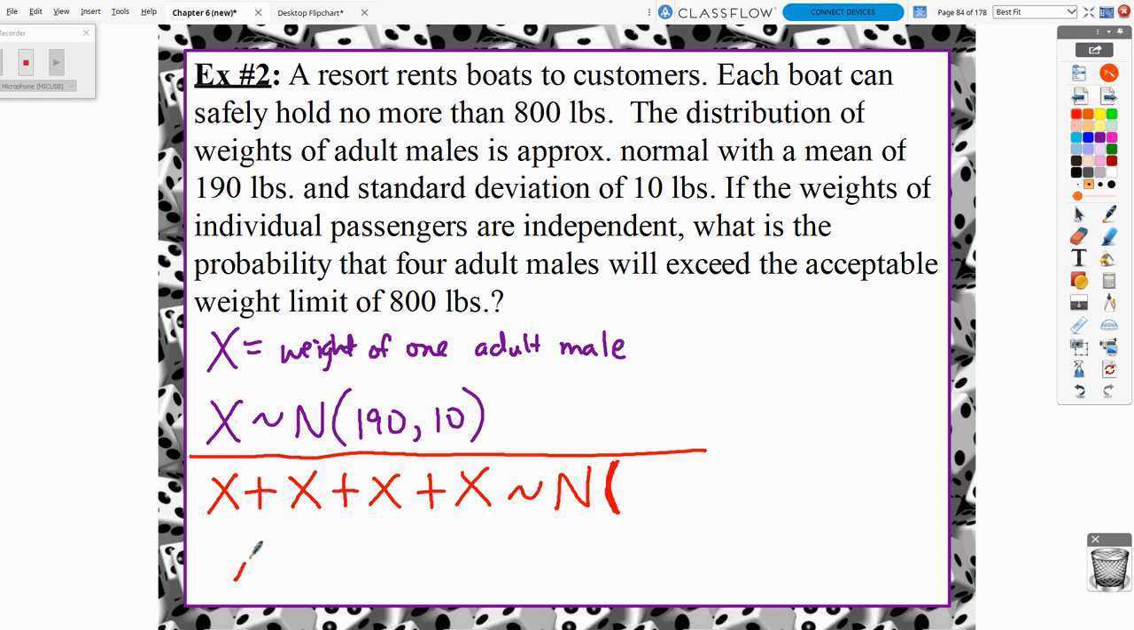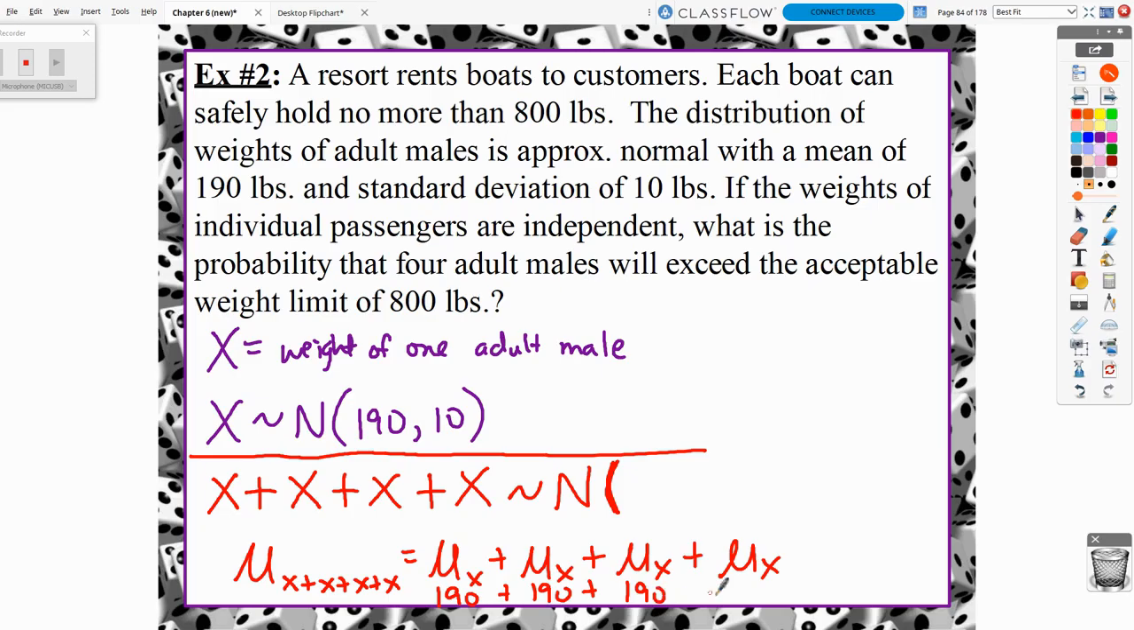So what is the mean of X plus X plus X plus X? Well, our rules say that we get to add together the individual means. Well, what is the individual mean for each adult male? Well, it is a constant value. It's 190. So now here, algebraically, we could call this 4 times 190, which is 760 pounds. So the mean of our 4 adult males is 760.